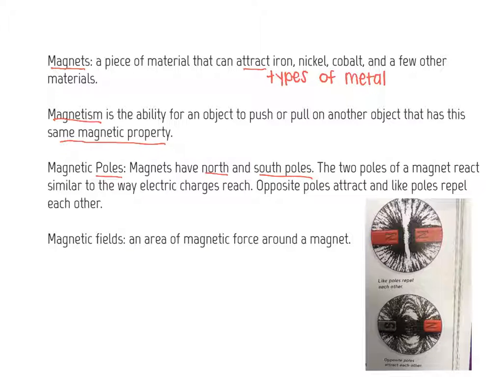These two poles of a magnet react similar to the way electric charges react. Opposite poles will attract each other, and that is seen in the second image. We have the north and south poles. These are called iron filings. And notice that the iron filings are going towards each other because it is north and south poles, so they attract each other.